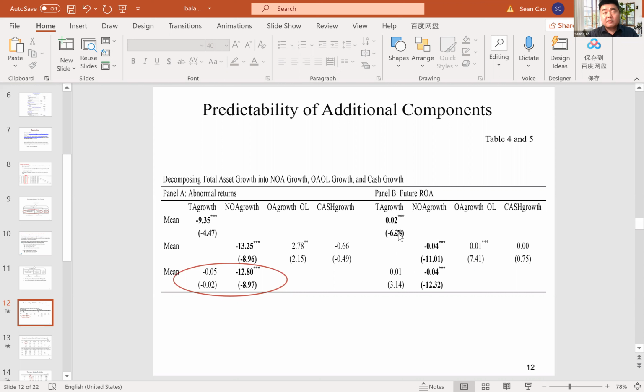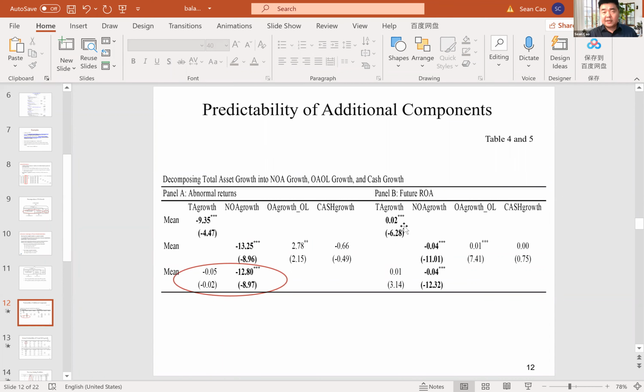So basically, when you move from the bottom decile to the top decile, the total asset growth can predict negative future earnings by 2 cents. The NOA growth, moving from the bottom decile to the top decile, can predict negative earnings of 4 cents. So you see the magnitude is different, and the t-stat is also different. That is consistent with my theory that NOA growth is more negatively correlated with future performance compared to the TA growth, total growth.